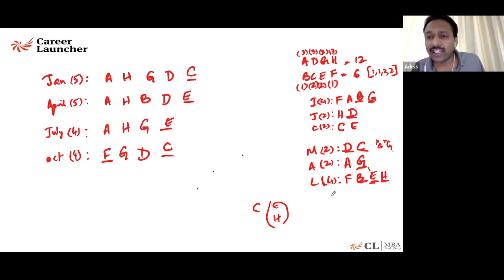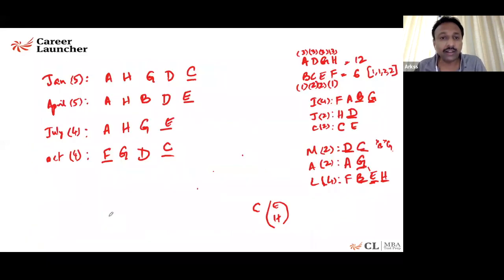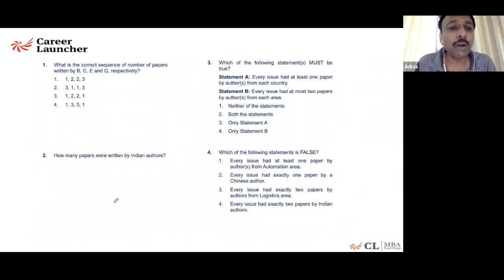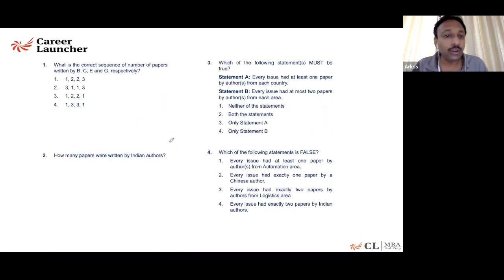I think we got everything done now. Everything is done. Let's look at which is the correct sequence of the number of papers written by B, C, E, and G. B is 1, C is 2, E is 2, G is 3. 1, 2, 2, 3.